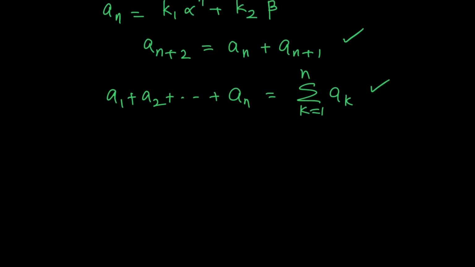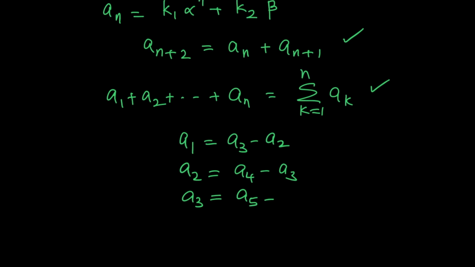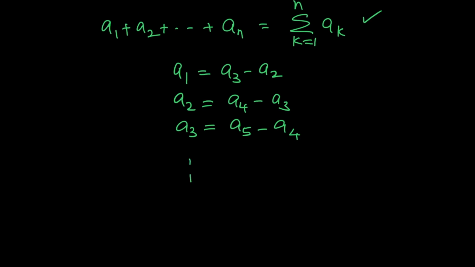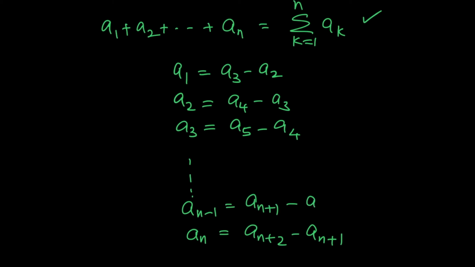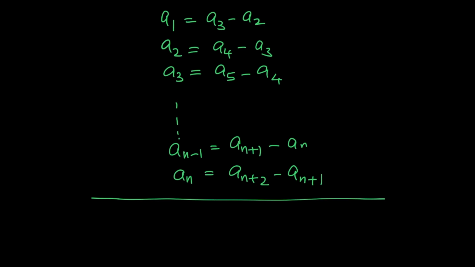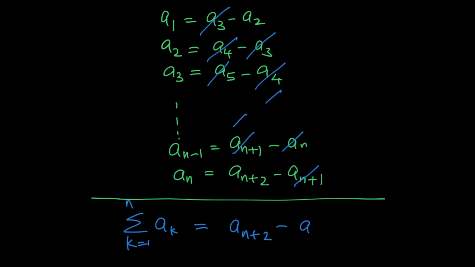This is what we need to find. So the trick is you write a1 as a3 minus a2, a2 as a4 minus a3, and a3 as a5 minus a4, and similarly an will be an plus 2 minus an plus 1, and an minus 1 will be an plus 1 minus an. Add everything, we can see that on the RHS terms will keep getting cancelled. A3 gets cancelled, A4 gets cancelled, A5 will get cancelled. Similarly an plus 1 will get cancelled, an will get cancelled. So on the LHS we have sigma ak, k is equal to 1 to n, and on the RHS it is nothing but an plus 2 minus a2.